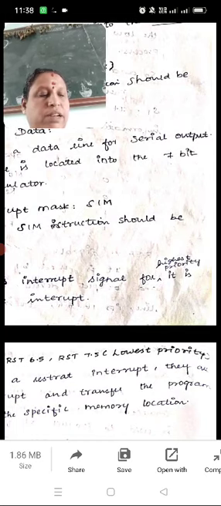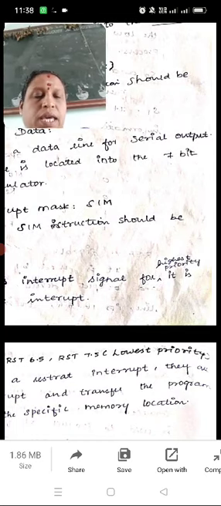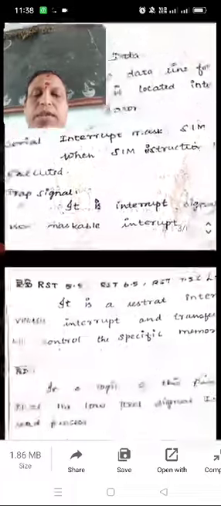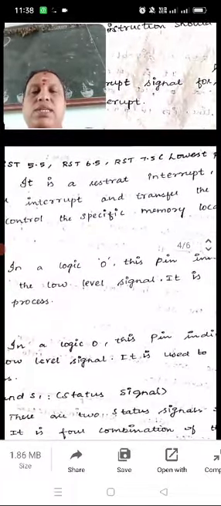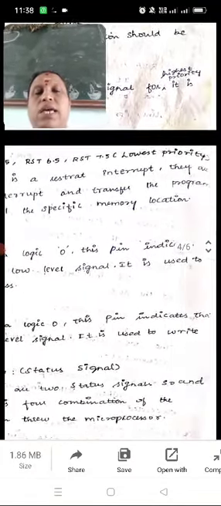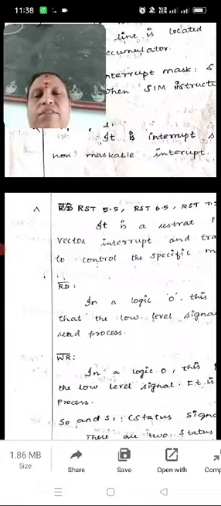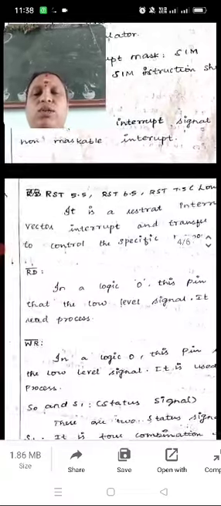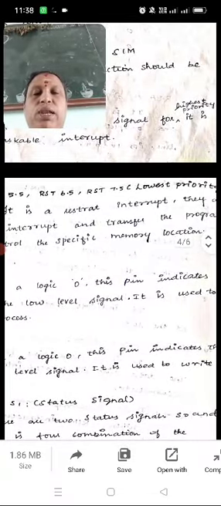TRAP is an interrupt signal of highest priority. It is a non-maskable interrupt. RST 5.5, RST 6.5 and RST 7.5 are of lower priority. They are restart interrupts, vectored interrupts that transfer the program control to a specific memory location.